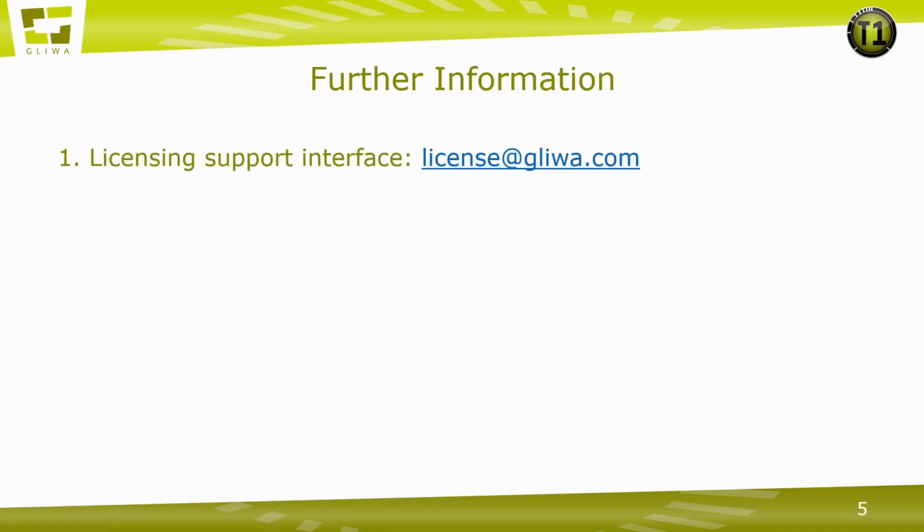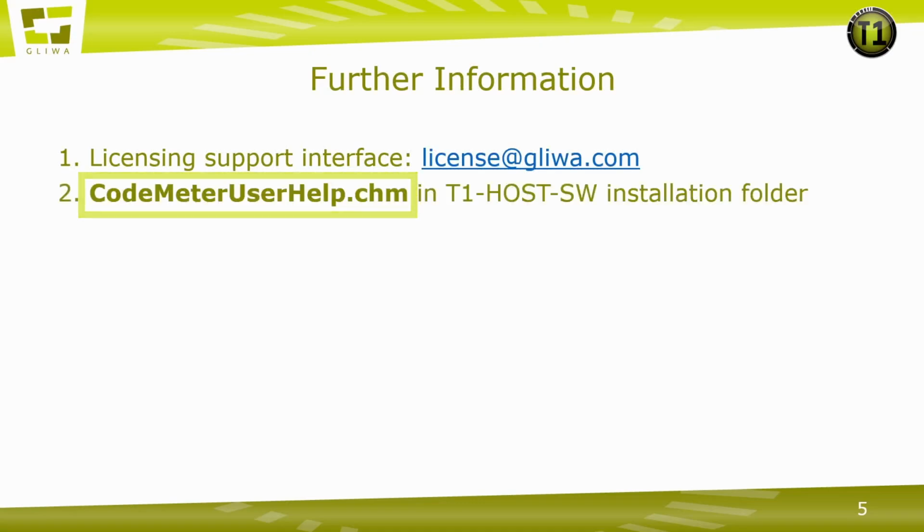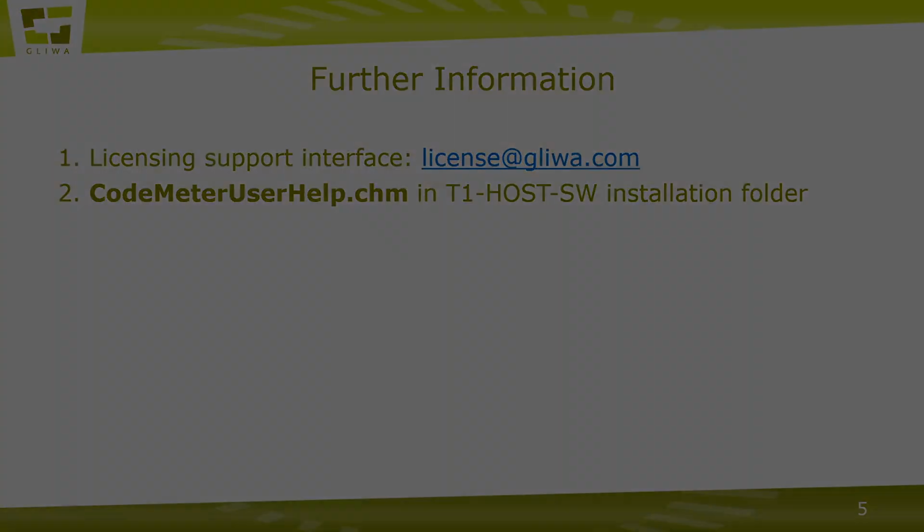If you have any issues during license activation, please contact license@gliwa.com. In the CodeMeter User Help CHM, which is located in the T1-HOST software installation folder, you will find detailed information on CodeMeter licensing for T1. Thank you for your attention.